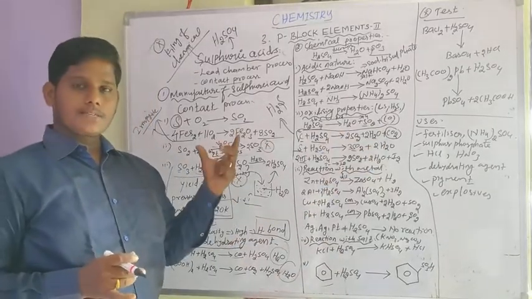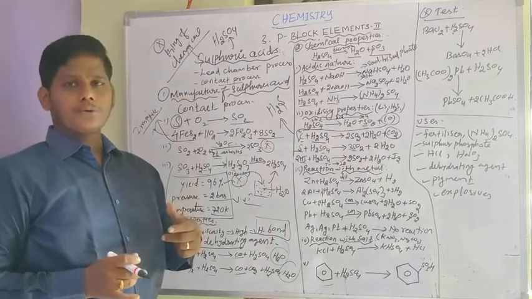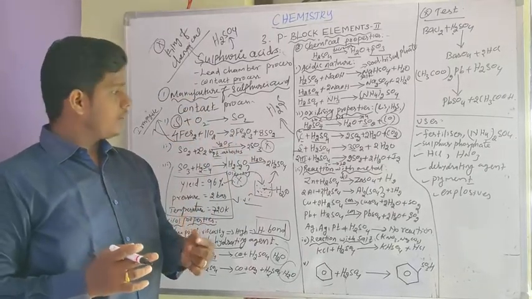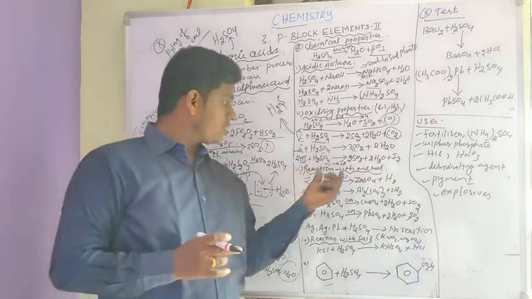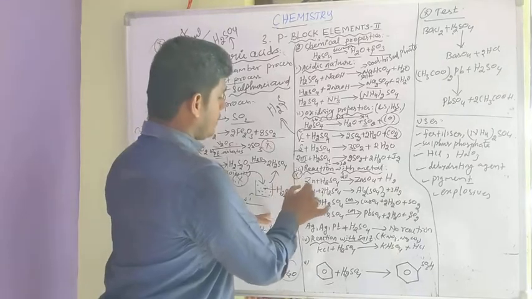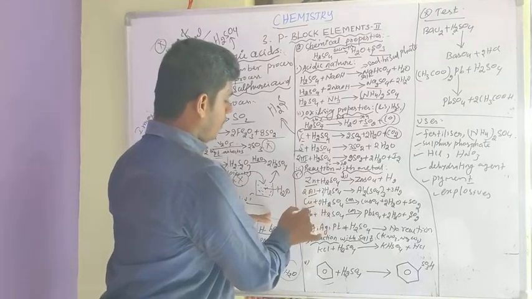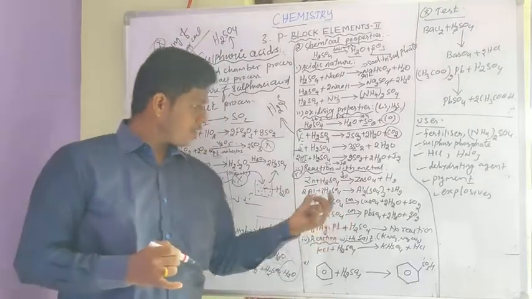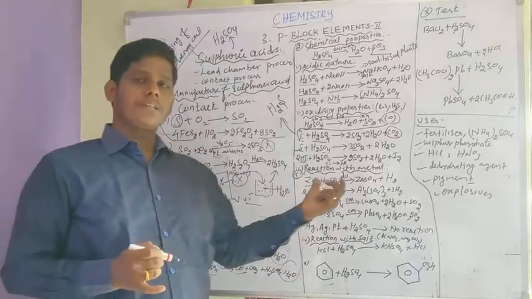Already we have discussed another question: what is the oxidizing property? Okay. Then next, reaction with metals. It is an important question. Metals like zinc, aluminium, copper, lead. These metals react with sulfuric acid to produce the corresponding compounds.